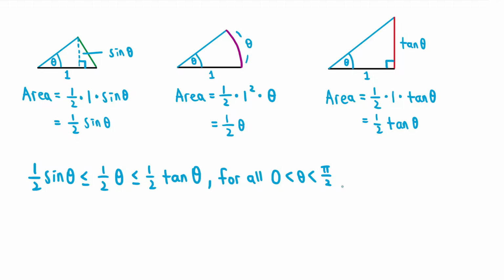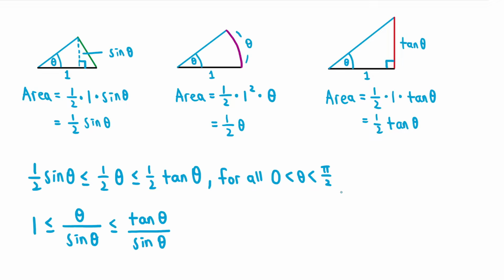This means we can take the areas from the three shapes and form the inequality 1/2 sine of theta is less than or equal to 1/2 theta, which is less than or equal to 1/2 tangent of theta, for all 0 less than theta less than pi over 2. Since we're trying to find the limit as x approaches 0 of sine of x over x, we would like the middle part of the inequality to be sine of theta over theta, where we're just using the variable theta instead of x.